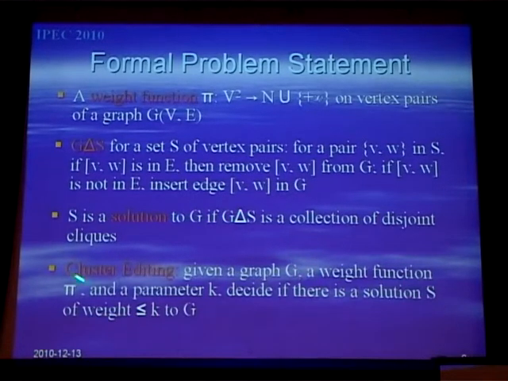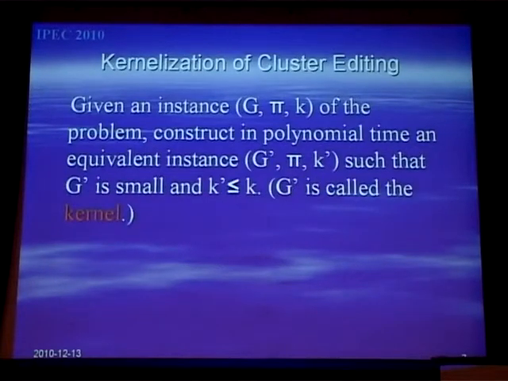Now the formal definition: suppose you have a graph, and you are given such a weight function on the pairs of vertices, and also a parameter k. You want to decide if there is a solution whose weight is small, bounded by k. By the way, we're not talking about the number of edges here, just the total weight. But remember that each edge has a weight of at least one, so this is a more general version. We are looking at the kernelization of this problem. Basically, given such an instance, you want to construct an equivalent instance such that the resulting graph is small. We call this a kernel.